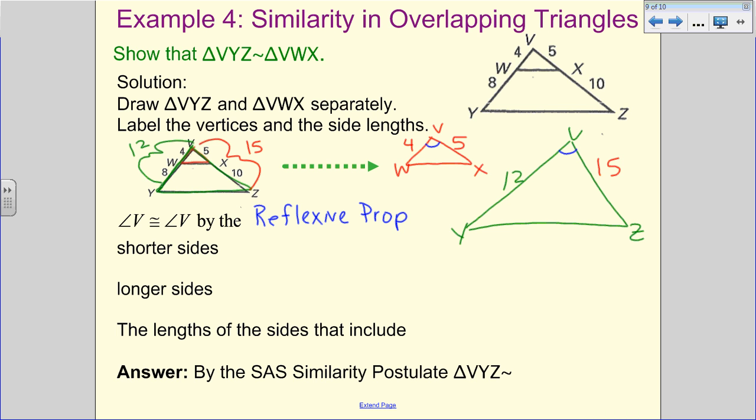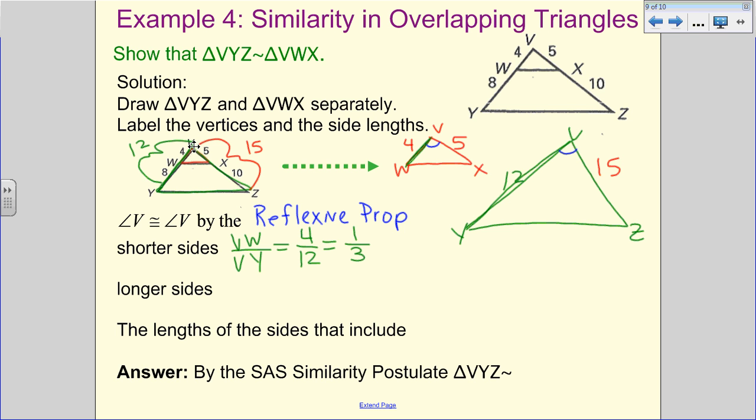Now I'm going to set up a ratio with the shorter sides. So I'm going to have VW set up in a ratio of VY, and that's equal with a ratio of 4 to 12. Each of those can be divided by 4, so 4 divided by 4 is 1, and 12 divided by 4 is 3.